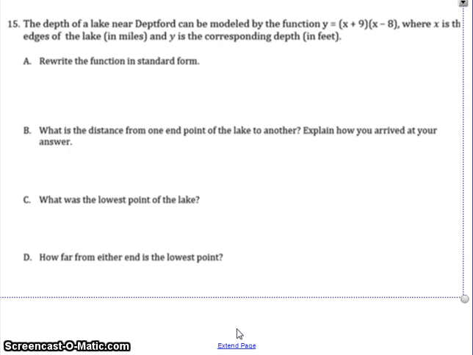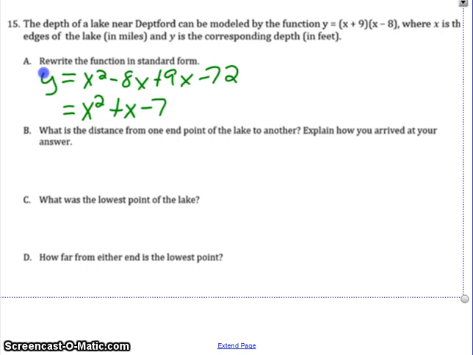So, part A is just asking me to FOIL. So, y equals first times first is x squared, outer times outer is negative 8x. Inner times inner is 9x, last times last is negative 72. Combine my like terms, negative 8 and positive 9 is positive 1, so positive 1x.